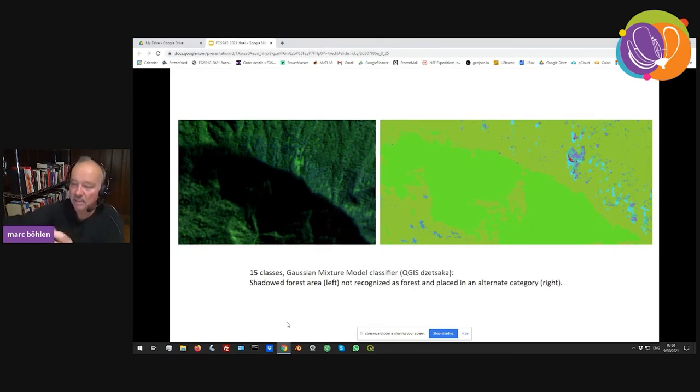But here's one simple problem that we have not solved yet: simply the shadows from the hills that are then misclassified as an alternate category.